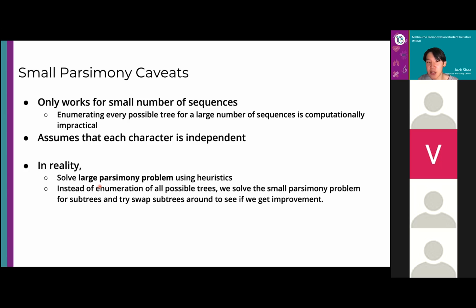And that means we won't actually get the definite best possible, most parsimonious tree. It's going to be a local optimization, not a global optimization. And the idea is that instead of solving a large problem, we look at the subtrees of that large tree and we solve that problem, which is basically solved via the small parsimony algorithm. And then we try to swap the small subtrees around in the large tree to generate new trees and see if we can get an improvement in the score.